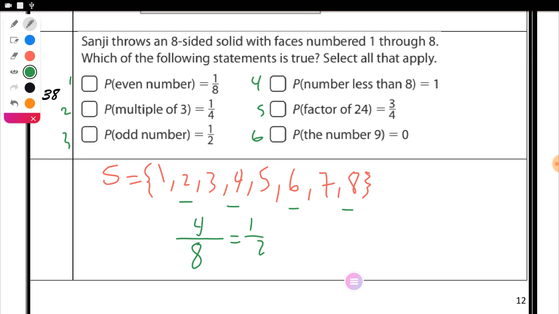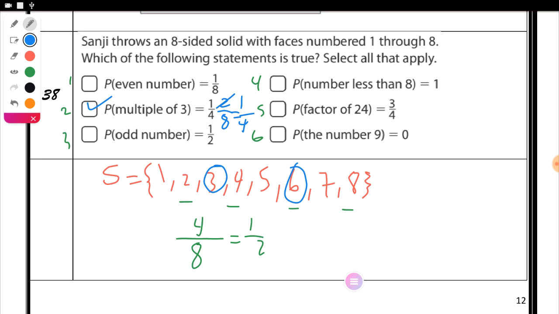3 is a multiple of 3, because 1 times 3 equals 3. Then 6 and so on. That's it. These are the only two multiples of 3, so it is equal to 2 over 8. Yes? 2 over 8, divided by 2, equals 1 over 4. So yes, it's right. It's equal to 1 over 4.